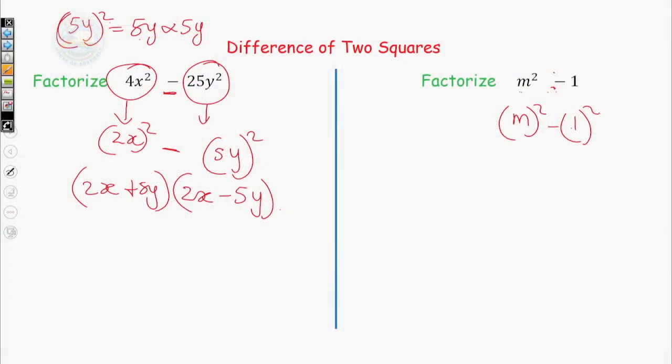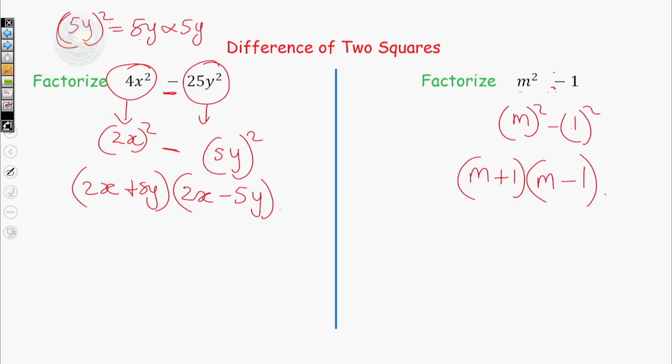So now we have established it's a case of difference of two squares. How do we complete the factorization? To complete the factorization, we take the first term, m, add it to the second one, 1. Then take the first term, m, subtract from the second one, 1. And we have completed our factorization.